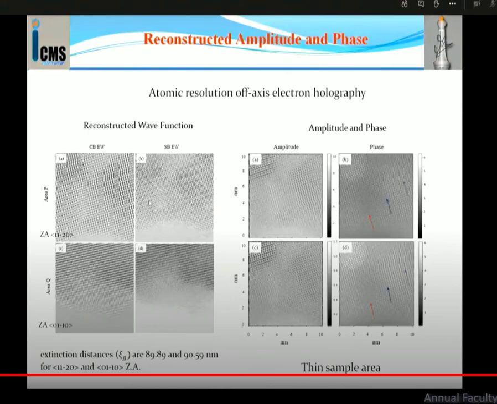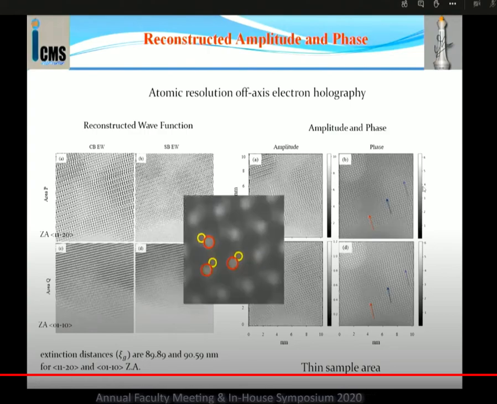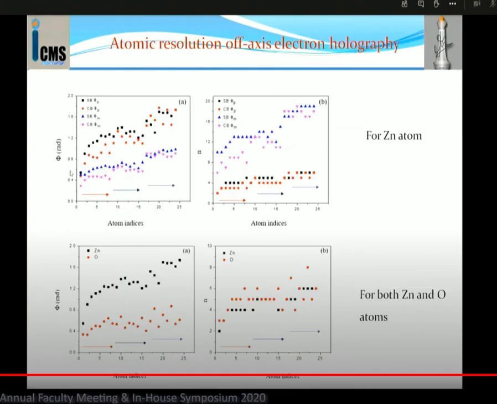You can see the reconstructed wave function both from the central band and sideband. The central band, I forgot to mention, is equivalent to HRTEM or inline holography from the off-axis holographic data, and the sideband is the off-axis hologram. So we have the amplitude and phase, and the arrows show along which we have evaluated the phase and the corresponding atom number. The zoomed-in image shows the red one is the zinc atom and the yellow one is the oxygen atom. Here is a summary plot showing the central band and sideband comparison.